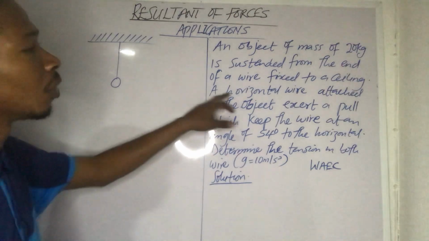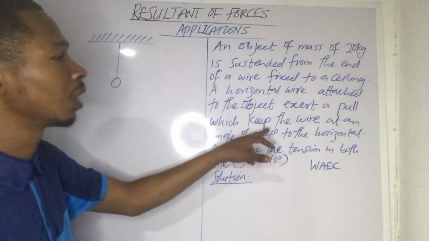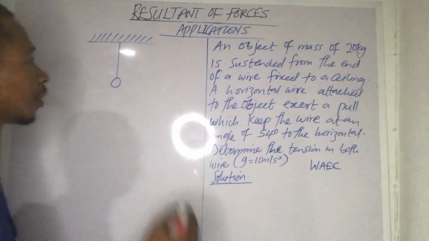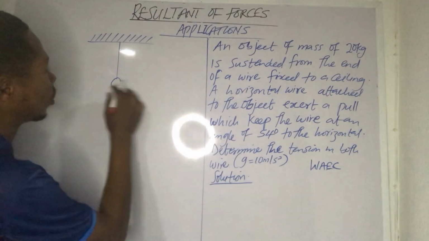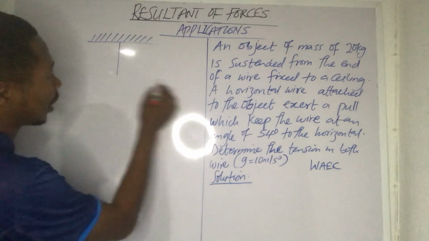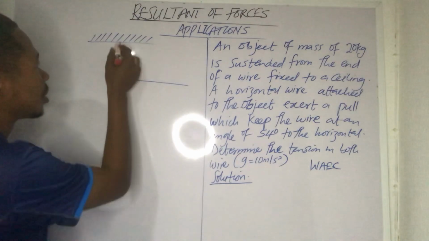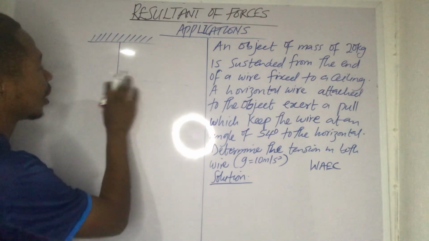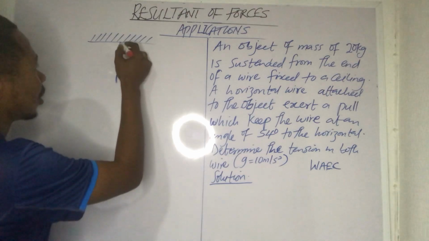Now, a horizontal wire attached to the object exerts a pull which keeps the wire at an angle of 54 degrees to the horizontal. There is another object attached to the wire which exerts a pull. That means this object is no longer here now. There is another wire that exerts a pull in this direction. That means this tension is no longer like this. The object is now something like this. So it's not like this.